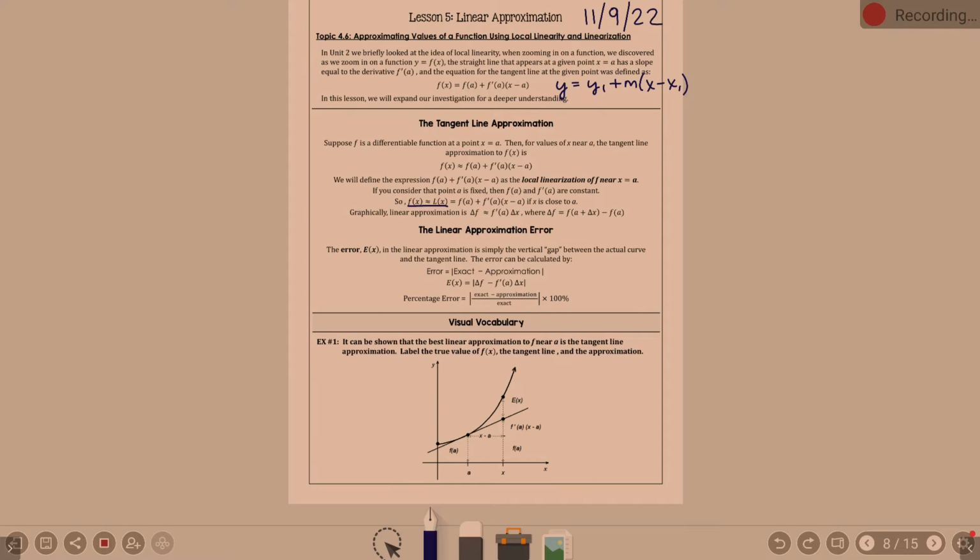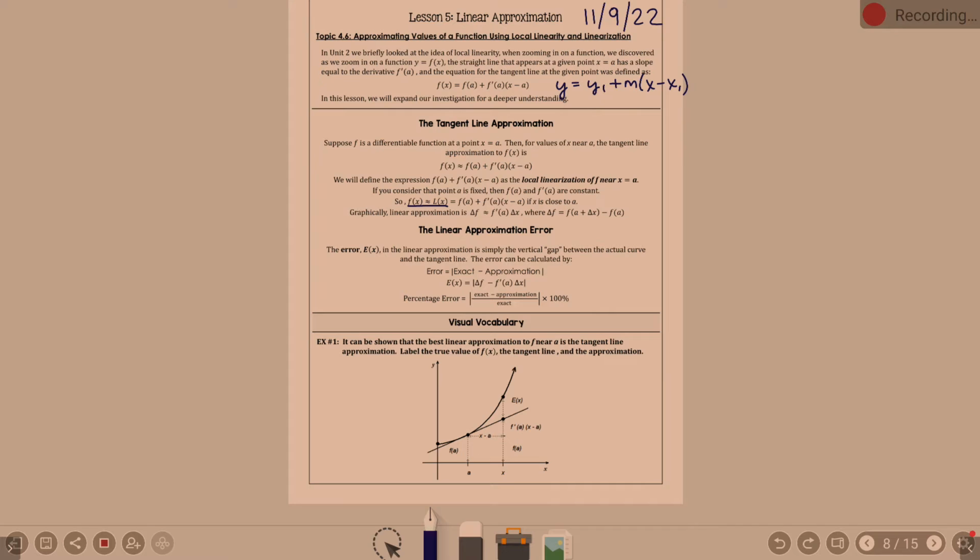We will also talk about linear approximation error. There are some questions about error today. And the idea is... I can't even focus with that. Okay, the idea with error is how far the approximation is from the exact answer. And that's what we're going to talk about, how much error we have, and we'll also talk about percentage error.